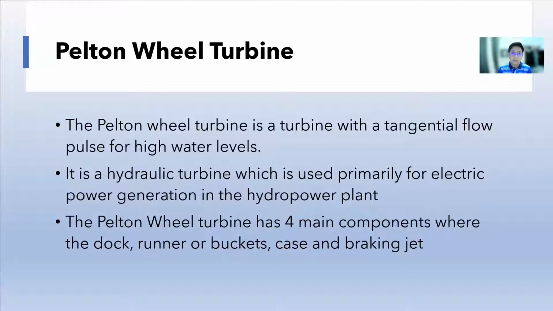Chapter 2, theory. This is about the Pelton wheel turbine. The Pelton wheel turbine is a tangential flow impulse turbine for high water heads. It is a hydraulic turbine which is used primarily for electric power generation in hydropower plants. The Pelton wheel turbine has four main components: the nozzle, runner or bucket, casing, and braking jet.